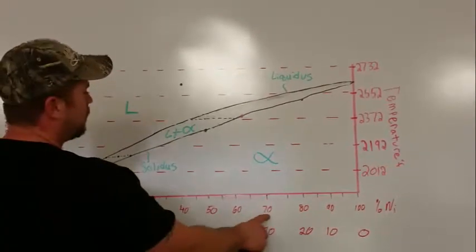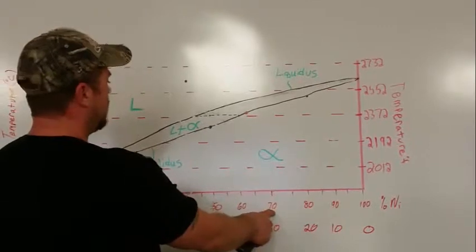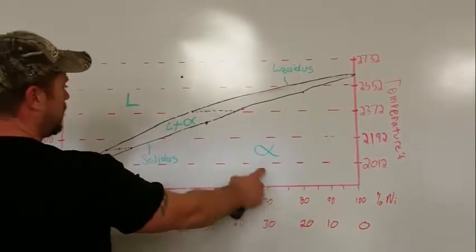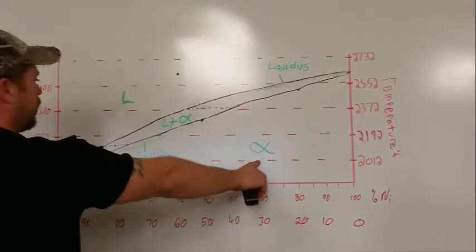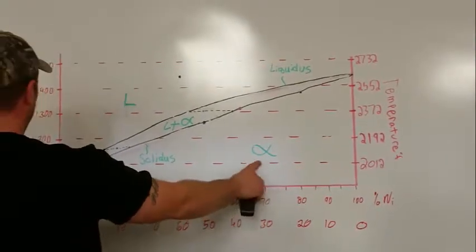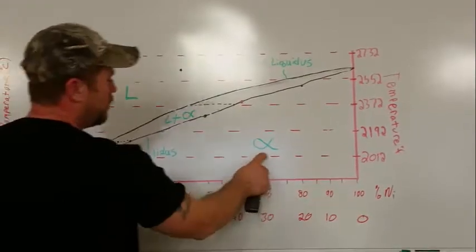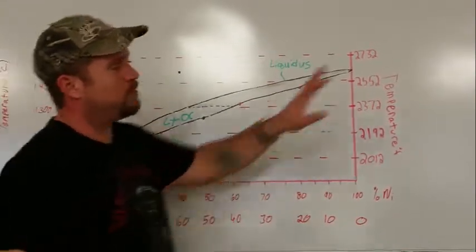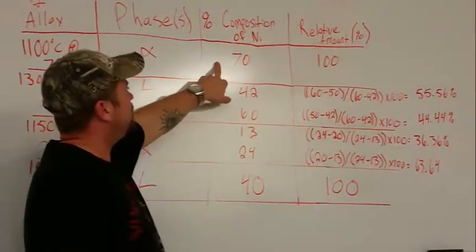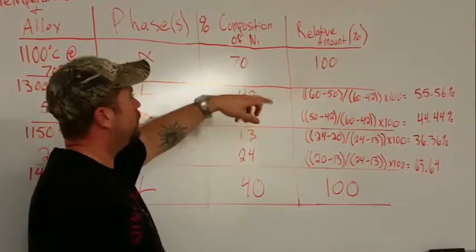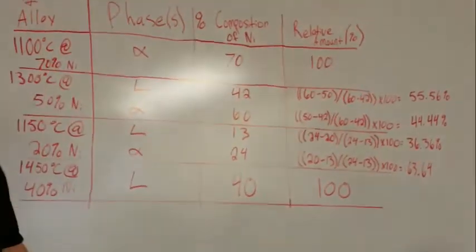So if we look at 70% nickel, and we said 1100 degrees Celsius, that's going to be right here on this line. We drew this dotted line across just to show where our temperature was. That's going to put us in the alpha region. So if you come over here to our chart, phase present is just alpha. Percent composition of nickel is 70% and relative amount 100%.